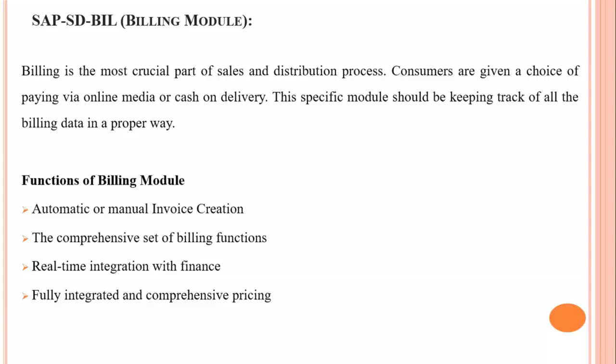Either the invoice will be created manually or it can be created automatically by the SAP ERP system. Second is the comprehensive set of billing functions, the functions that are required to generate the invoice bill. That is basically the comprehensive set of billing functions. Third is real-time integration with finance. Fourth is fully integrated and comprehensive pricing. Here comprehensive means detailed pricing of each and every product.